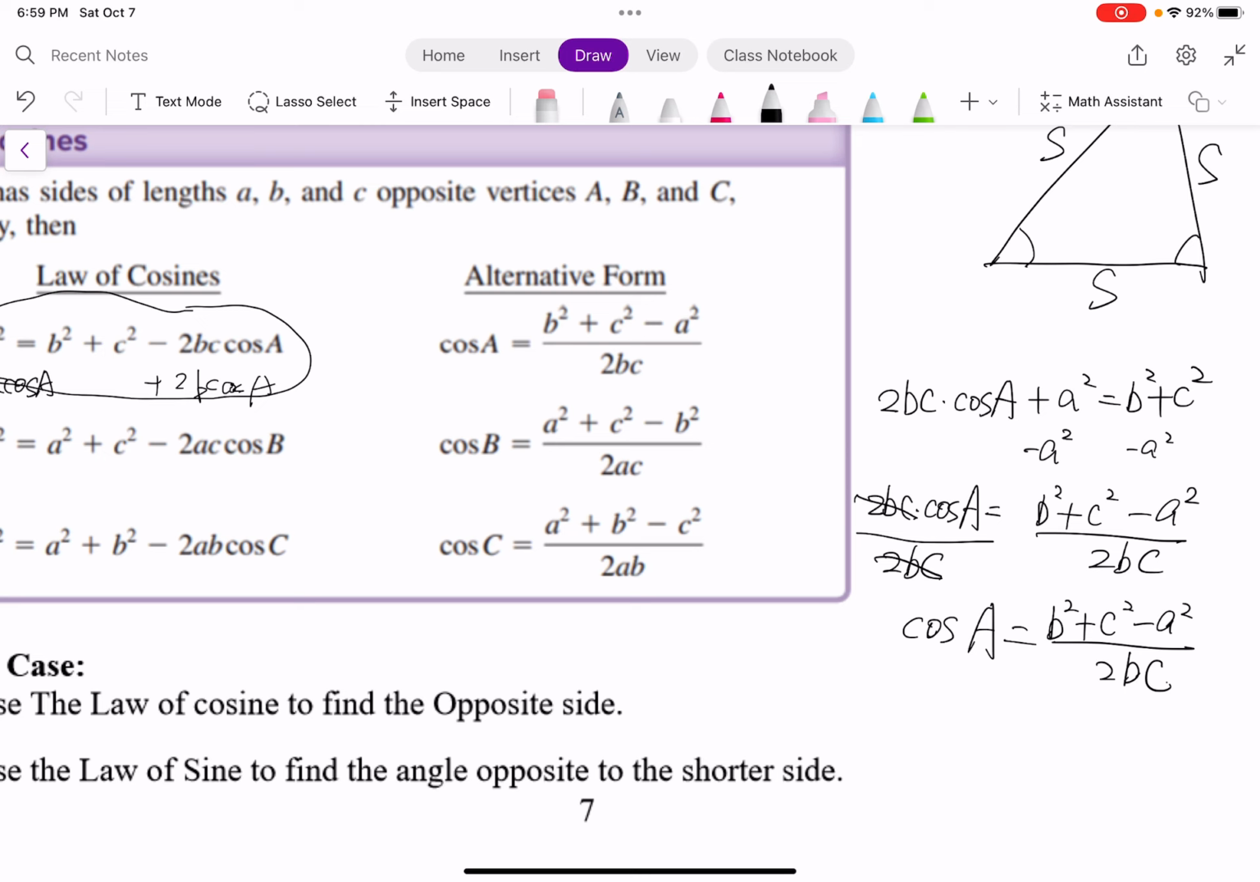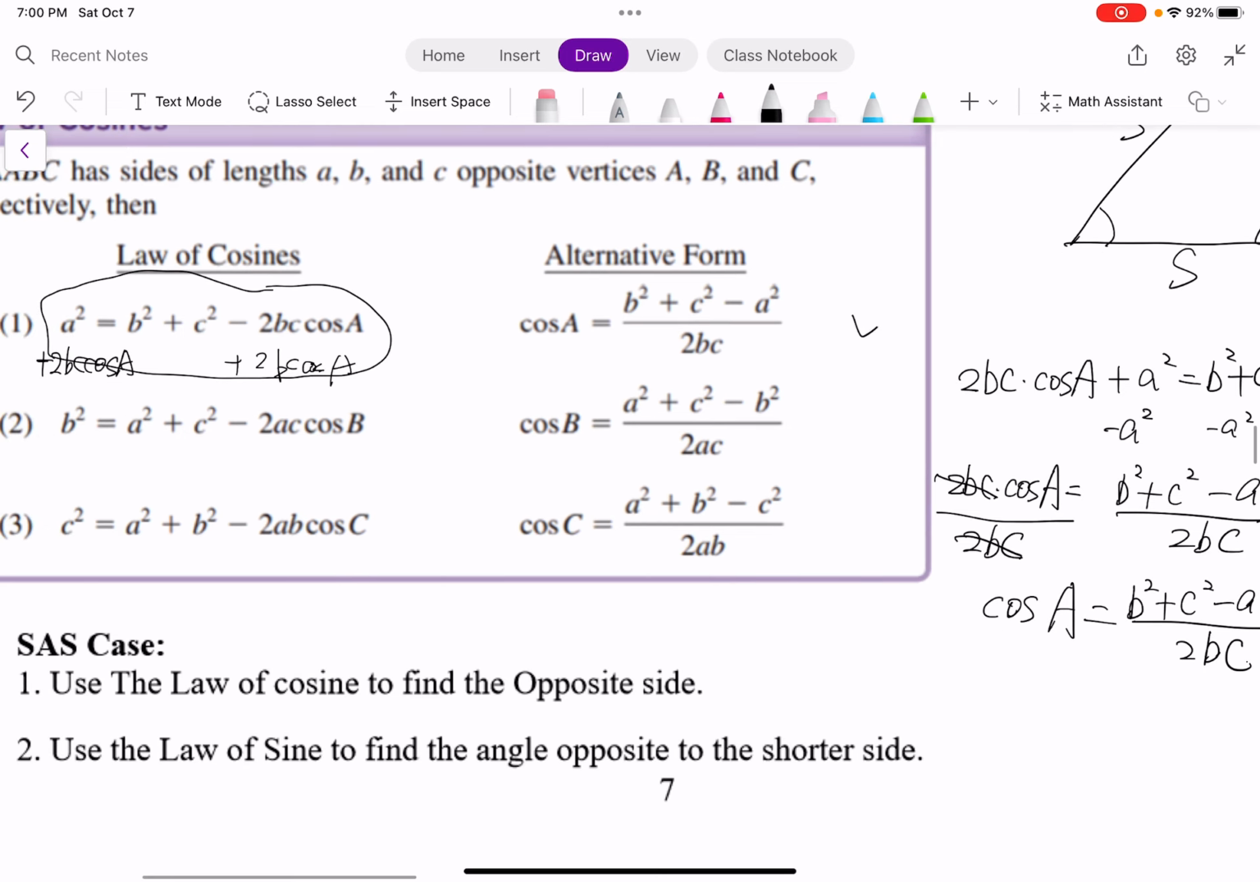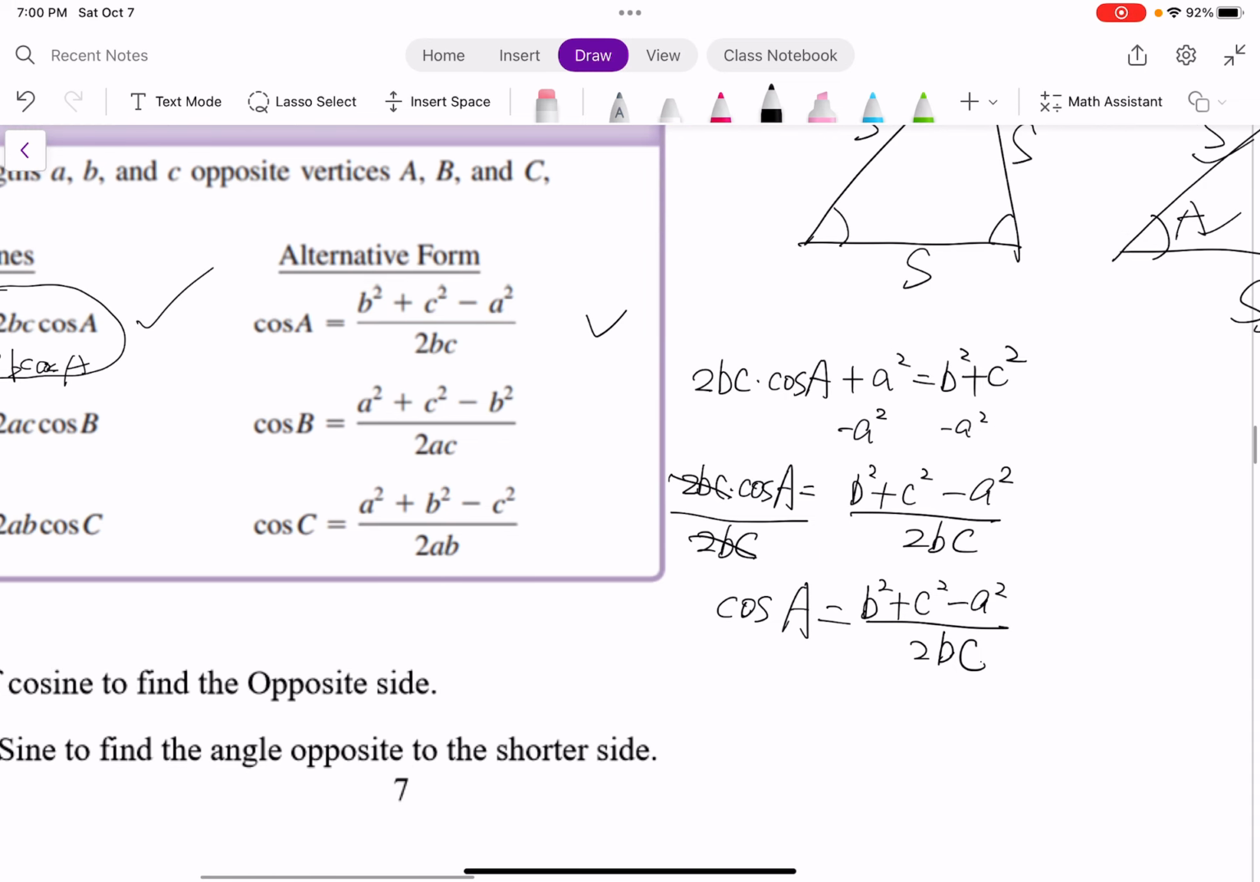So if you do not remember the alternative form, you can only memorize the law of cosines in the basic form and then convert it to the alternative form to find cosine A. And if I want to find the angle A, we can use the inverse function of the cosine. So inverse cosine of b squared plus c squared minus a squared all divided by 2bc.